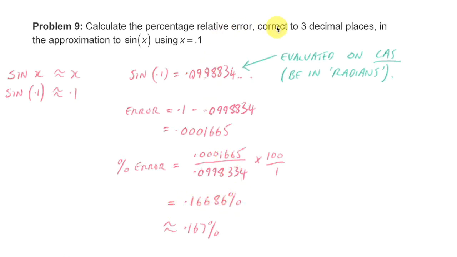The question asks us to provide it correct to 3 decimal places, so first, second, third digit. The next digit is an 8, so I'm going to round that 6 there up to a 7. So it's approximately equal to 0.167%. That's correct to 3 decimal places. That's how close it was. So it was a very good estimation.